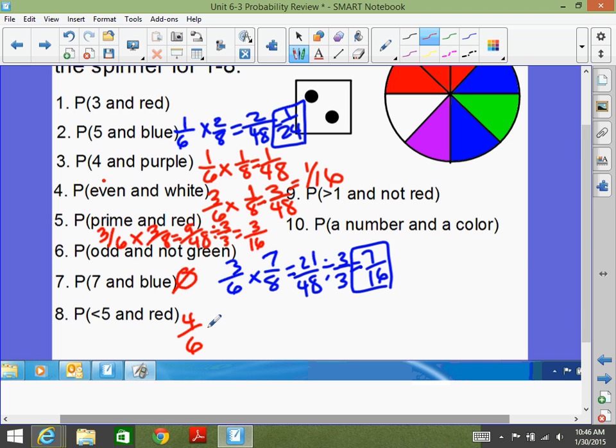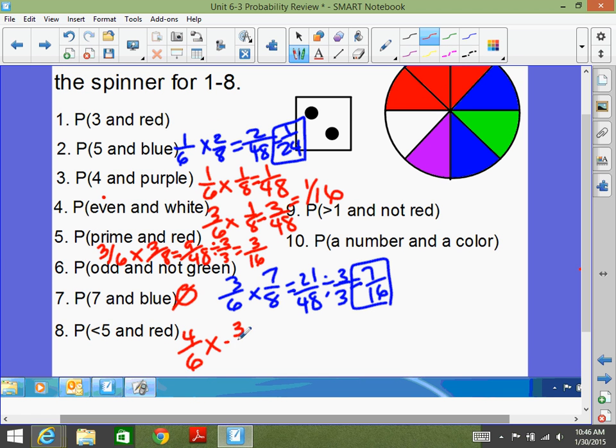Number 8, the probability of a number smaller than 5. 4 out of 6, and red is 3 out of 8, and we get 12 out of 48, which is 1/4. What percent is 1/4? 25%. Excellent.